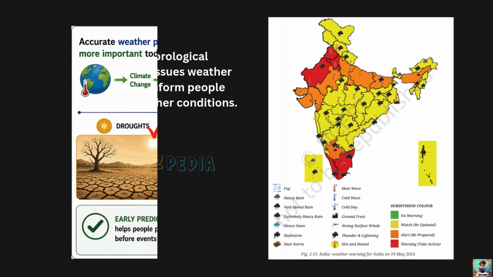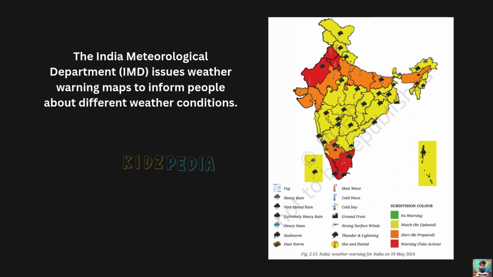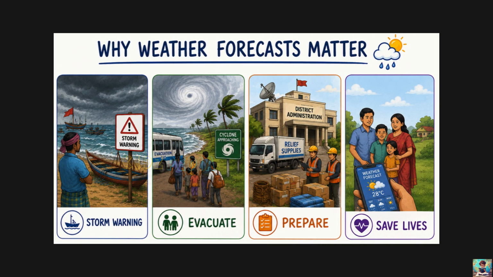The India Meteorological Department, that is IMD, issues weather warnings to inform people about different weather conditions. These warnings help people understand how serious the weather situation is and what action they may need to take. Weather forecasts are useful in many real-life situations. For example, if stormy weather is expected at sea, fishermen are warned not to go out in their boats. If a cyclone is approaching, people living in coastal areas may be evacuated to safer places. Forecasts also help local governments mobilize resources and prepare for disasters before they happen.